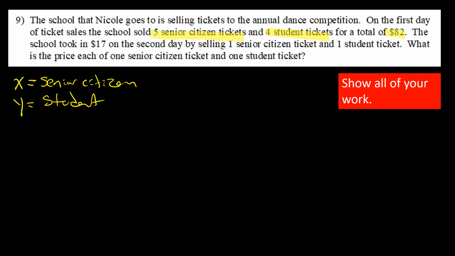Let's set this up. We would say 5x plus 4y equals 82. And then another part says that they then made $17 by selling 1 senior citizen and 1 student. Okay, so what that means is that they did 1x plus 1y equals 17.